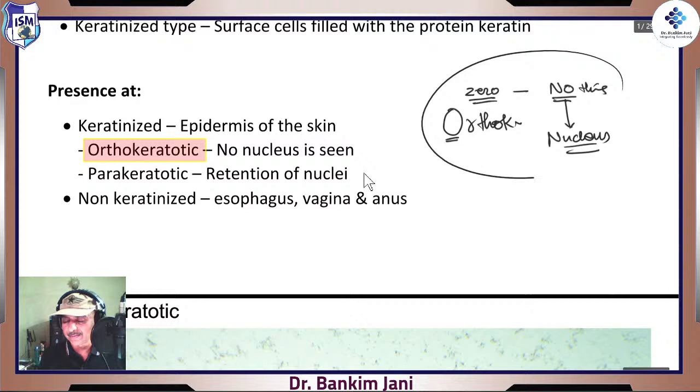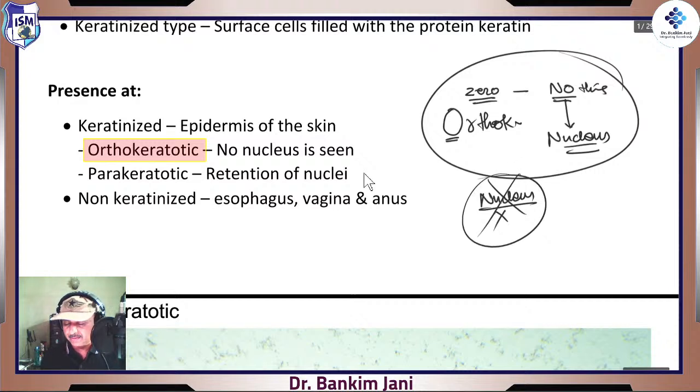Now it is so easy. I'll show you what keratinization is. But if the nucleus is not seen, then immediately just by the look you say that this is the orthokeratotic type. It looks so stylish. Right, so precise, but you have remembered it like this is zero.